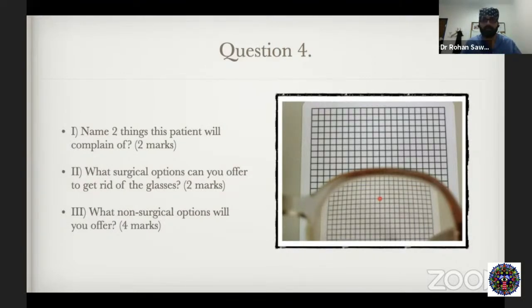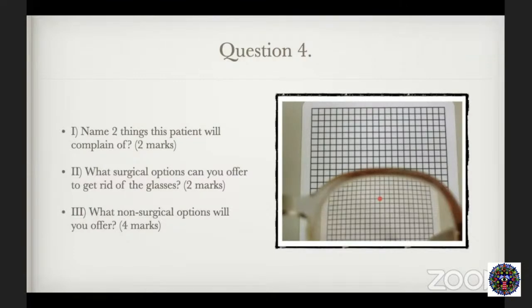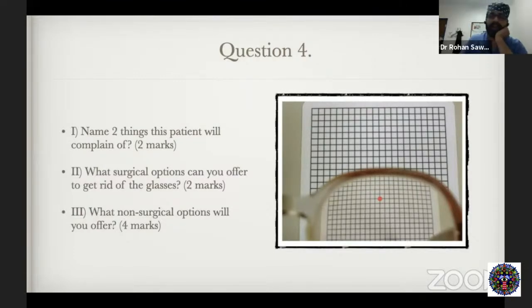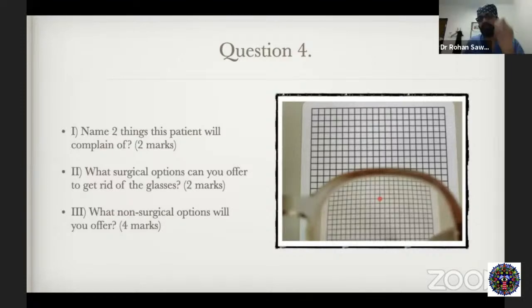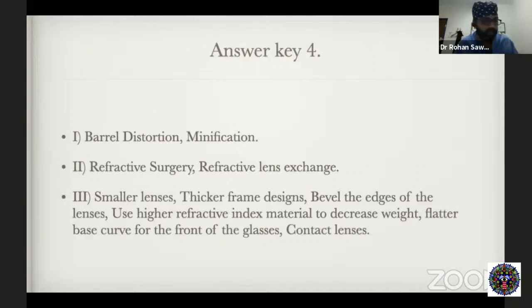You can use a higher refractive index material to decrease the weight of the glasses, because you can imagine someone wearing these thick lenses, they would benefit by wearing a higher refractive index material. Another important thing to remember, if you can get hold of any of the high myopic prescription glasses, they have a flatter base curve at the front of the glass. Again, all these things are to avoid the barrel distortion. So that's the answer key right there in front of you.